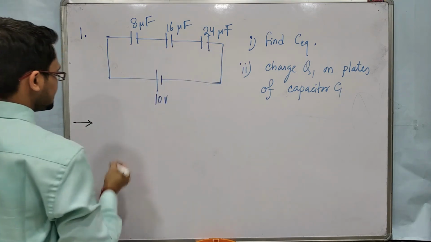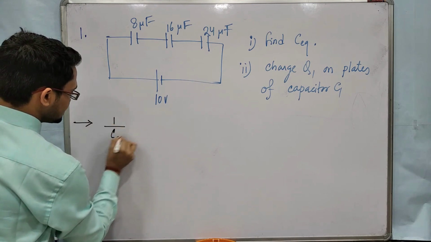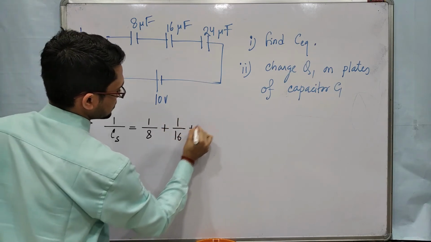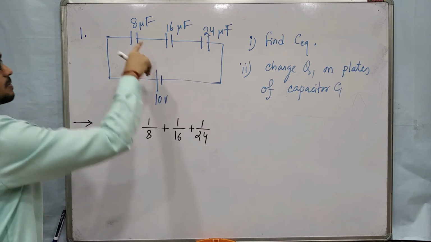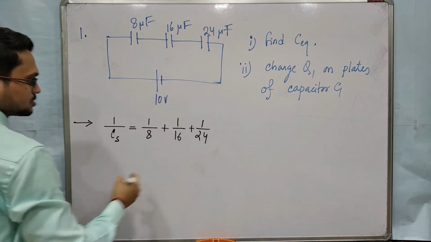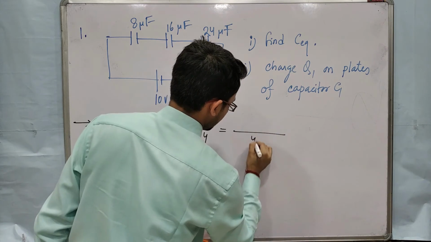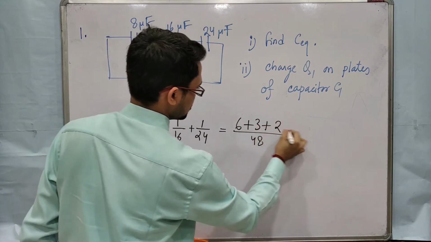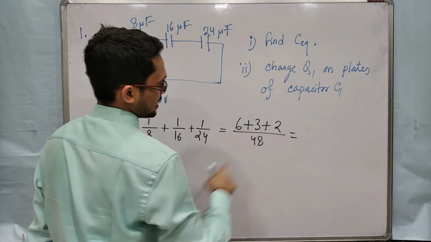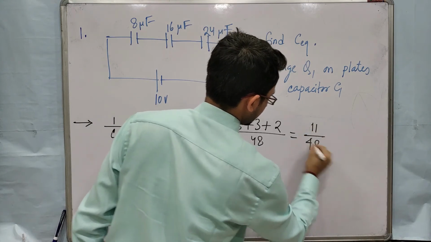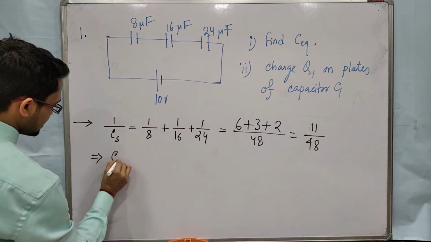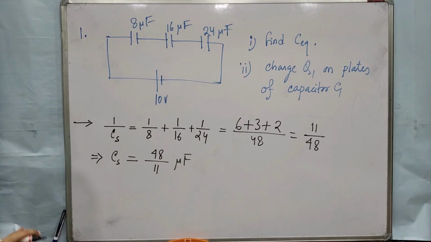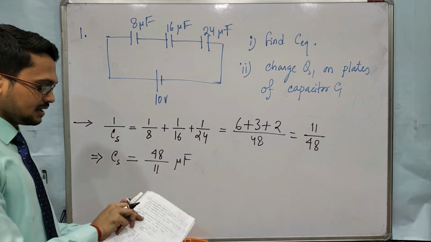Right? Series connection means the formula is 1 by C series equal to 1 by 8 plus 1 by 16 plus 1 by 24. Do not convert it into farad because all are in microfarad here. Okay, so do LCM, you will get 48, then 6 plus 3 plus 2. Okay, 6 plus 3, 9 plus 2, 11. 11 by 48. So C equivalent will be 48 by 11 microfarad. Always write the unit.